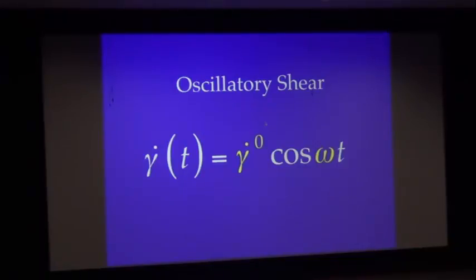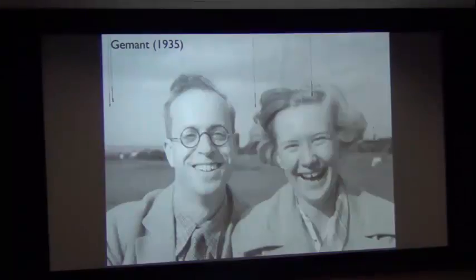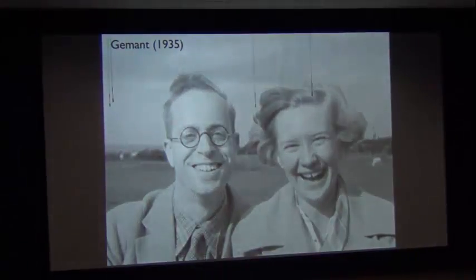Now, the first guy to imagine doing this was Giacomin in 1935, and here's a picture of him in 1935 with his wife just before they came to the United States, where he worked at the University of Wisconsin. So he's the one that conceived the quantity that you might see represented as eta star, and called it the complex viscosity.